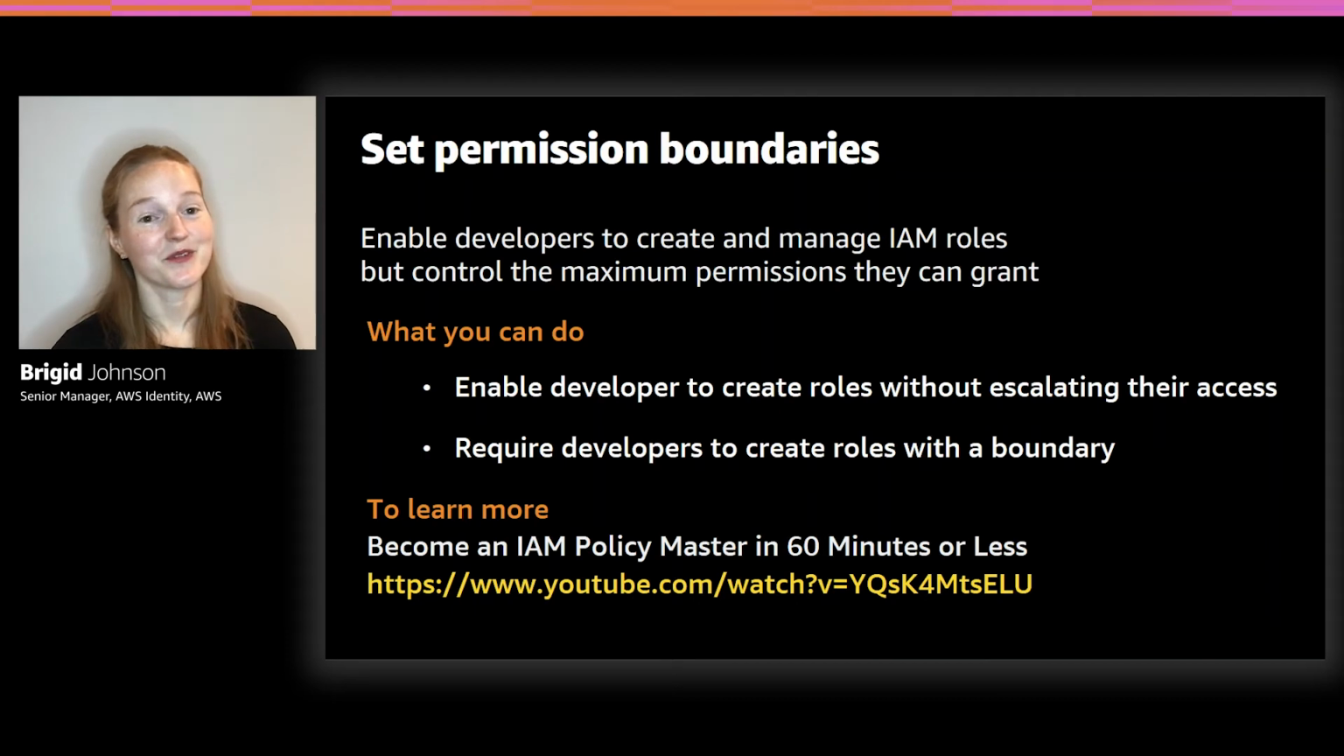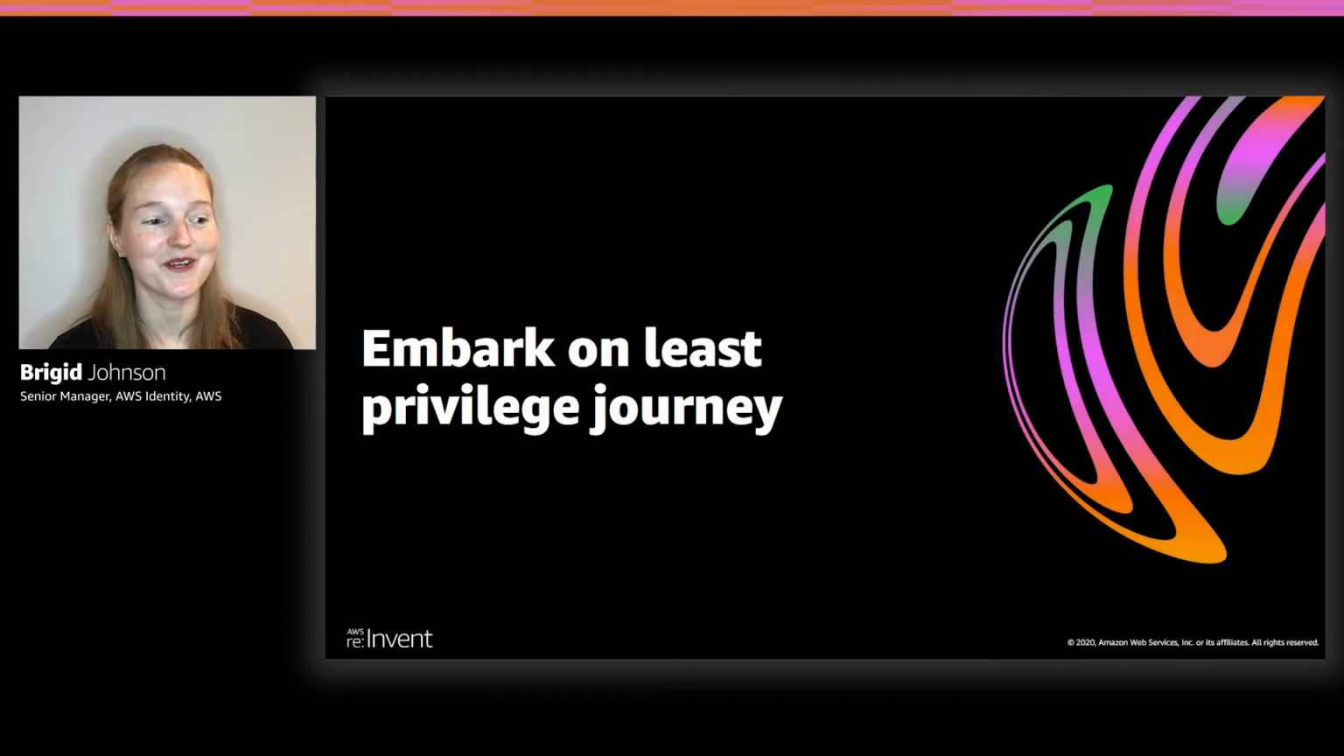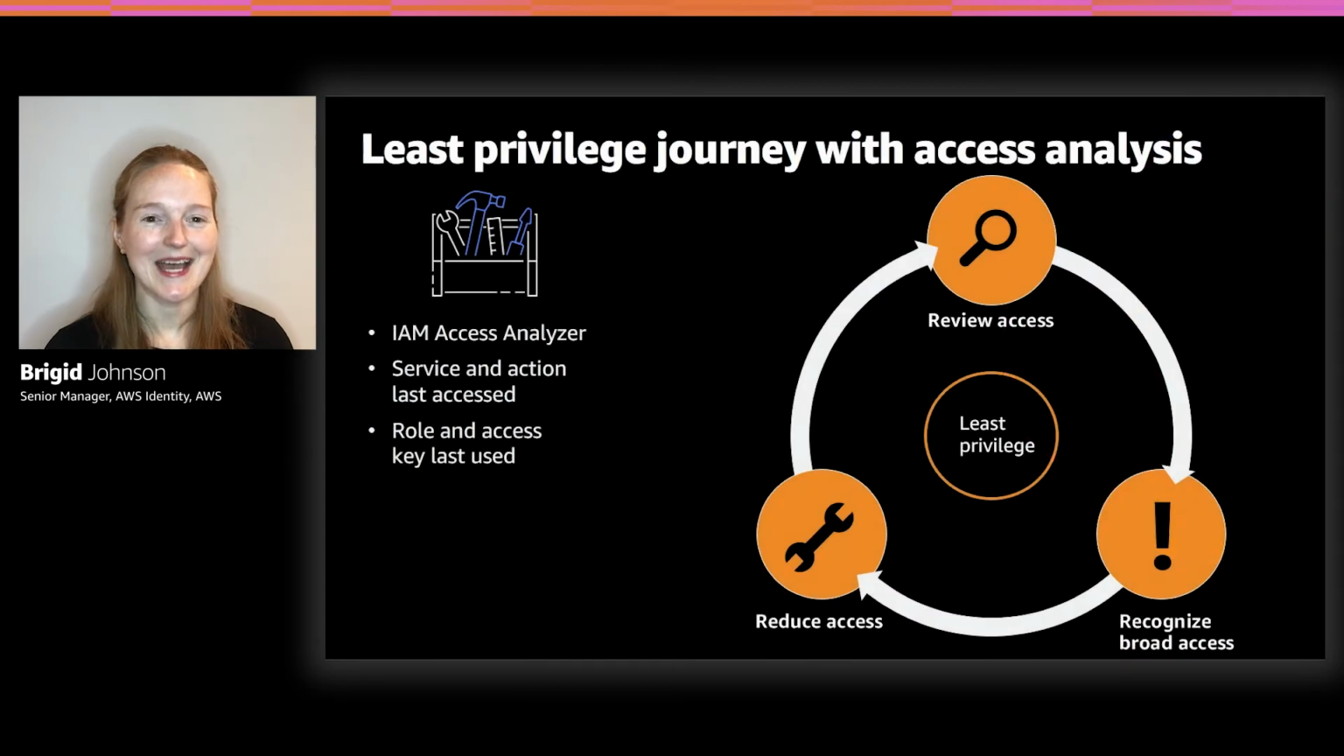Okay, so we've covered guardrails, but now we're going to go on to your least privilege journey. And this is one of my favorites because I love access analysis. So what does that least privilege journey look like? Well, AWS has started to offer tools that help you review access, recognize broad access or access you did not intend, and then reduce it. And you can use these tools to find it and then reduce it confidently.